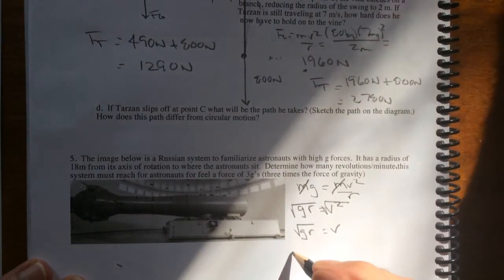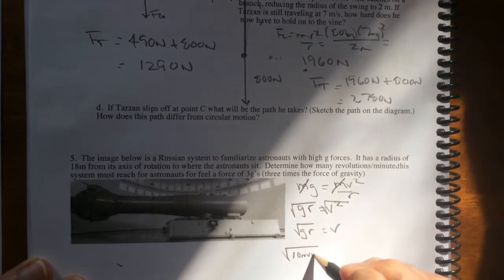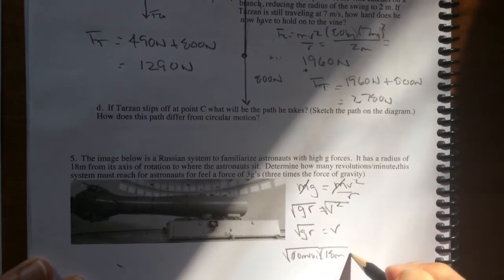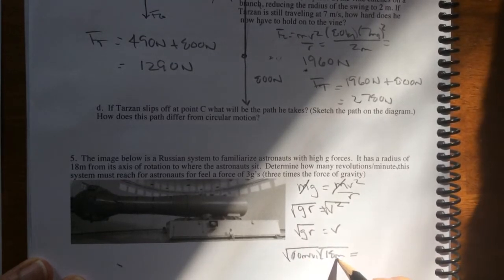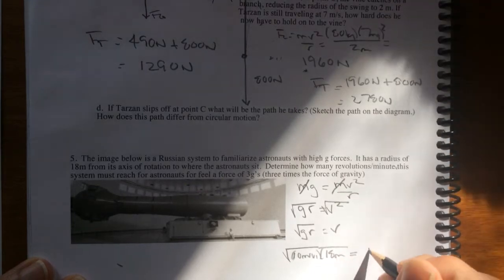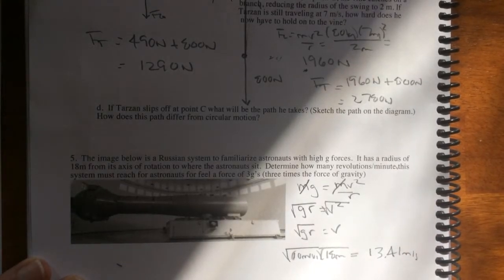So we're going to use 10 meters per second squared for our g, radius of 18 meters. And we're going to do 10 times 18, 180, square root of 180, 13.41 meters per second as it rotates around.